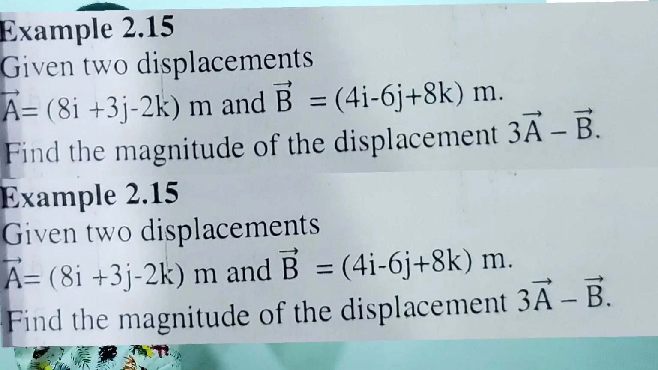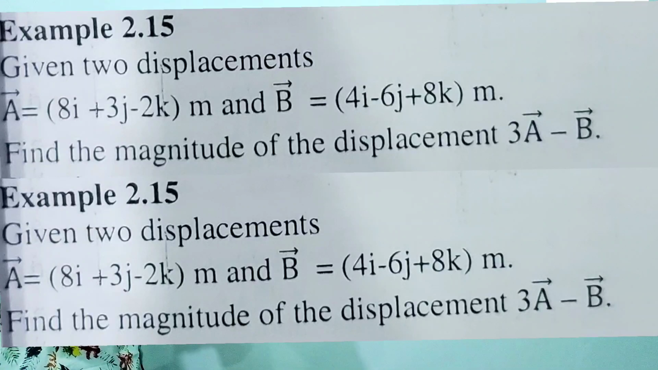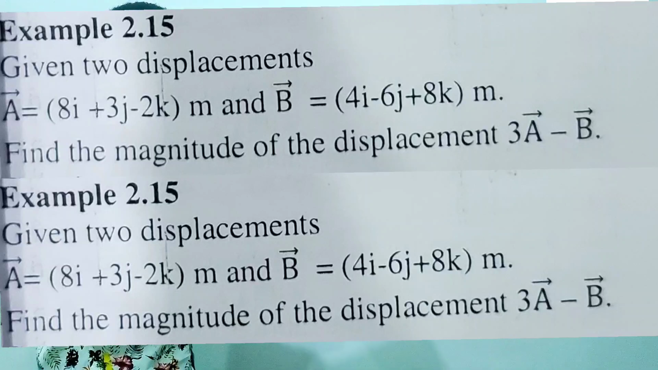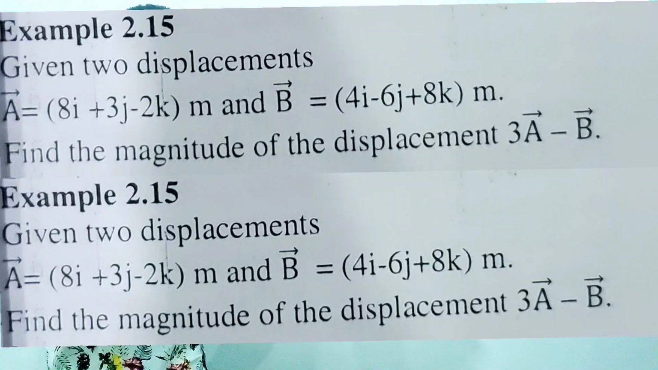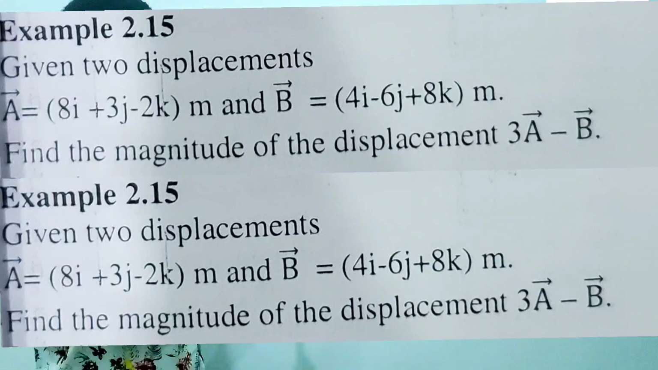Everything in meters. And B, you can see the sign on B as well, is equal to 4i minus 6j plus 8k. Everything also in meters. And they said find 3a minus b. Find 3a minus b. Now you can see the question clearly. Now, don't forget, they said find the magnitude of the displacement 3a minus b, not just find 3a minus b. So we are finding the magnitude of 3a minus b.